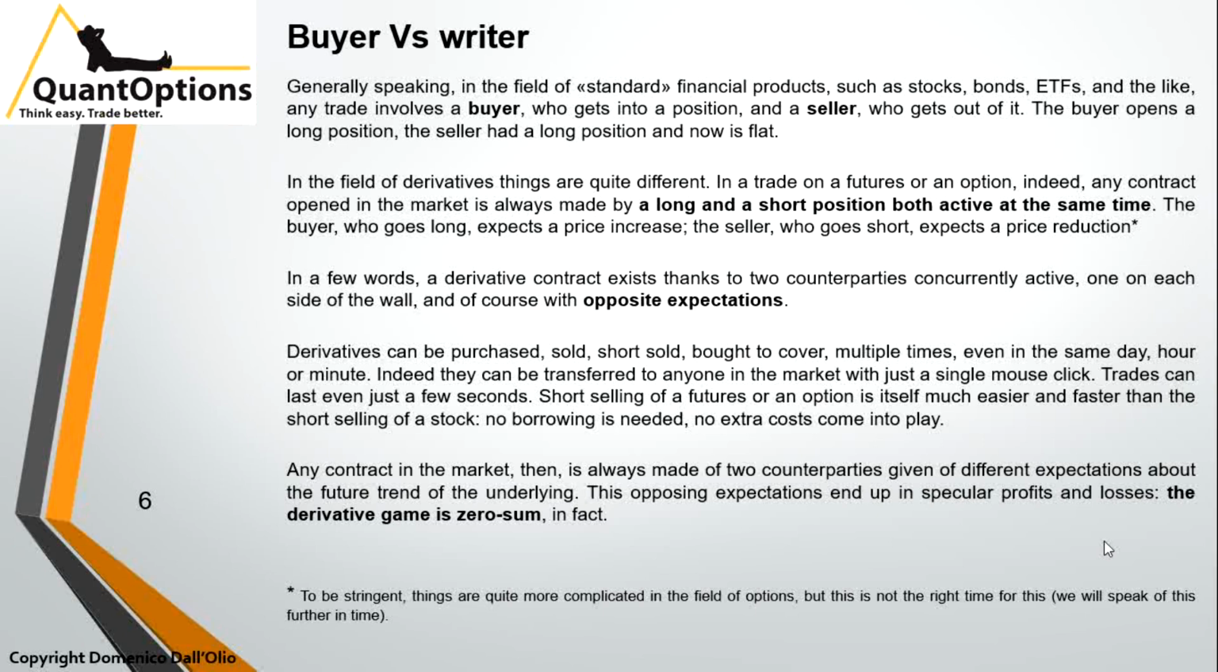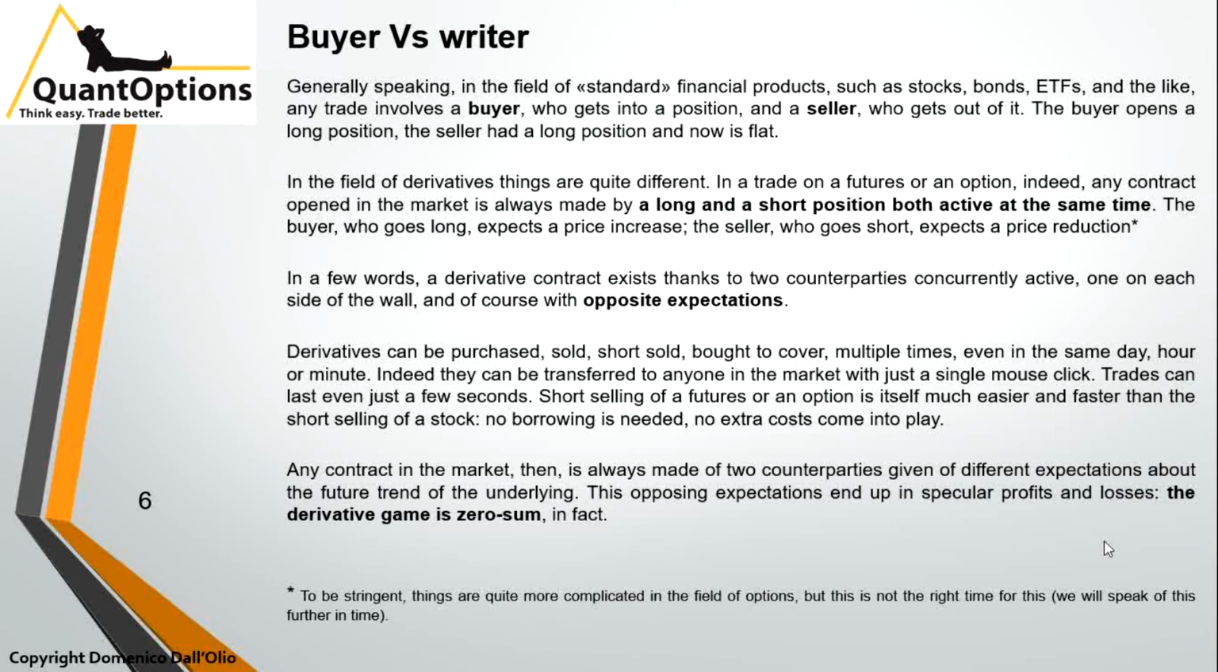Let's give a quick look at the note on the bottom of the page. To be stringent, things are quite more complicated in the field of options, but this is not the right time. So for now, let's say that the buyer expects a price increase. The seller expects a price reduction. That's it. In a few words, a derivative contract exists thanks to two counterparties concurrently active, one on each side of the wall, and of course with opposite expectations.